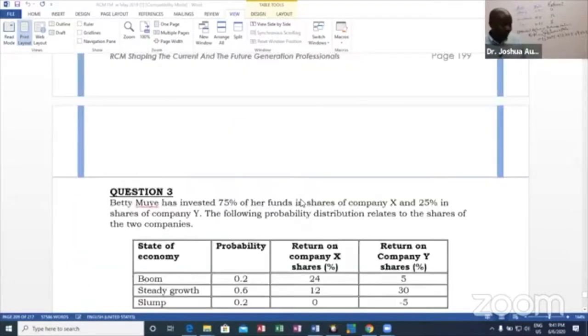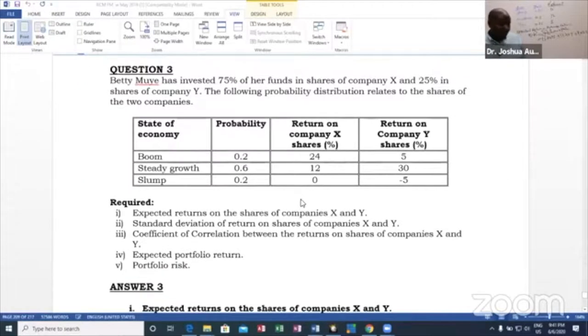Question three. Betty Muye has invested 75% of her funds in shares of company X and 25% in shares of company Y. The following probability distribution relates to the shares of the two companies. So let us write this down for all the students here to see. They have given us that figure of 11.75. That figure is key.